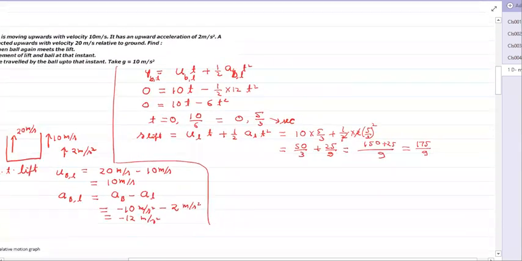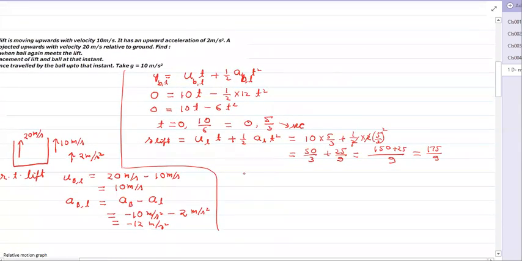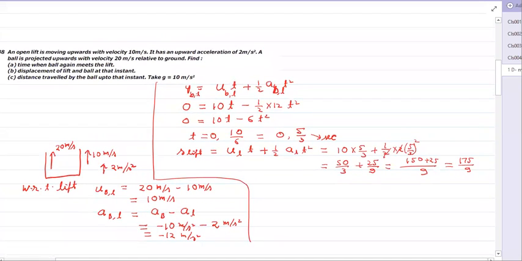Now, what will be the displacement of ball? If we say, it will be initial velocity of ball into time t plus half acceleration of ball into t square. So in this way we can write.